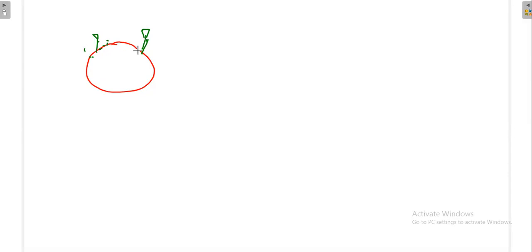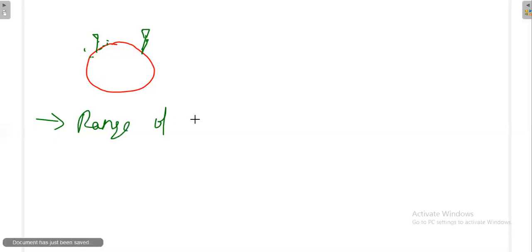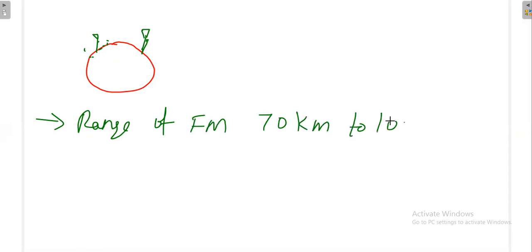Even the FM signal will go only to a maximum range. What is the range of commercial FM? In general, the range of FM is something around 70 kilometer to 100 kilometer maximum. For good reception of the signal, the range is around 70 to 100 kilometer. The range may be extended, but the audio clarity will not be good. So this is in general the range of FM.